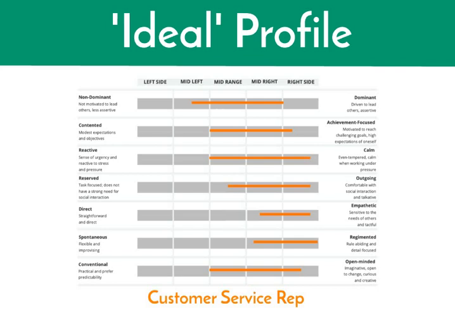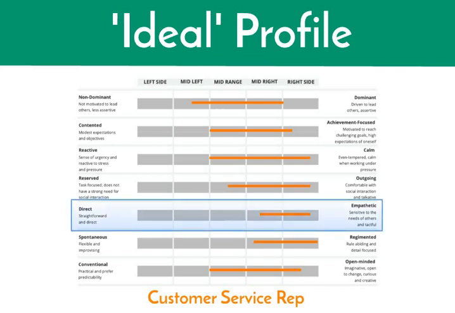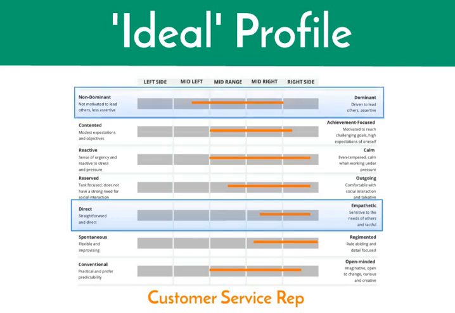Regardless of which method you choose, you will end up with a benchmark profile that looks something like this. The orange lines represent the ideal range of scores. In this example, they are for a customer service rep. As a rule of thumb, the more narrow the benchmark range, the more critical the trait is to success. So here we can see that being highly empathetic is likely to be critical to the role, as it is quite narrow as well as far right. Whereas being dominant versus non-dominant may be less critical since it is a wider range and more in the middle.